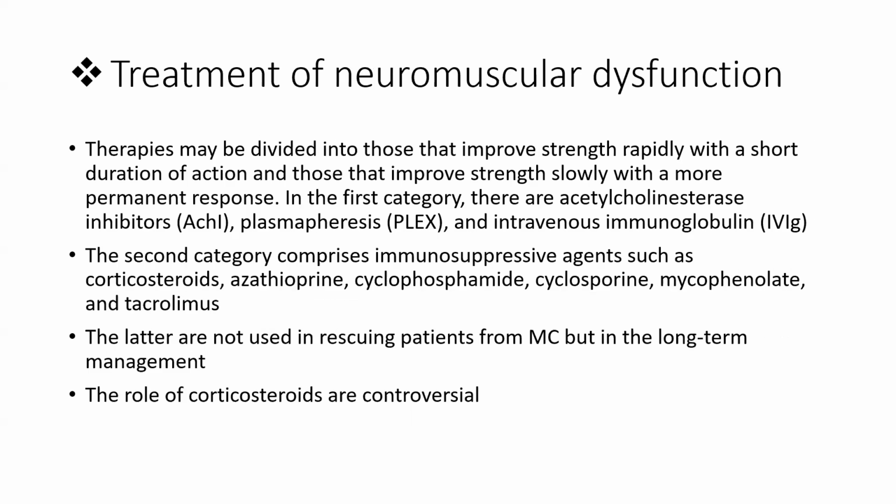Now about treatment of neuromuscular dysfunction. The therapies may be divided into those that improve strength rapidly with short duration of action and those that improve strength slowly with a more permanent response. In the first category are acetylcholinesterase inhibitors, plasmapheresis, and intravenous immunoglobulin. The second category comprises immunosuppressive agents such as corticosteroids, azathioprine, cyclophosphamide, cyclosporin, mycophenolate, and tacrolimus. The latter are not used in rescuing patients from myasthenic crisis, but in long-term management. The role of corticosteroids is controversial.